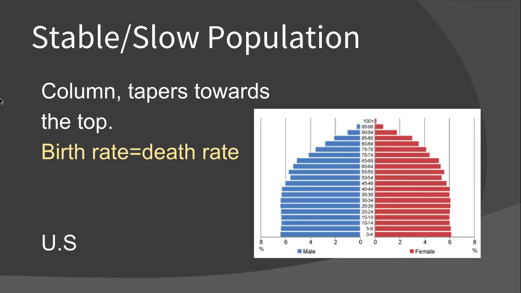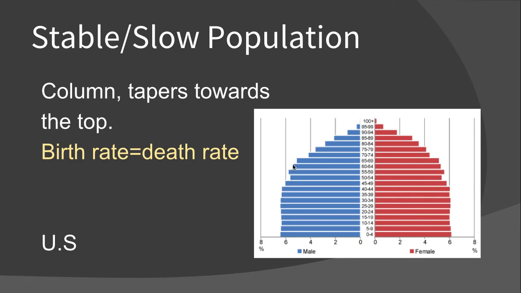Our next pyramid is stable or slow growth. So instead of looking like a big triangle where you have a lot here and then it gets really small, for this one, it's mostly like a column. It goes straight up and down on both sides, and then it starts to get smaller as you get up here. So in countries like this, or places that have this kind of growth, most of your babies that are born and most of your young people are going to survive into adulthood.